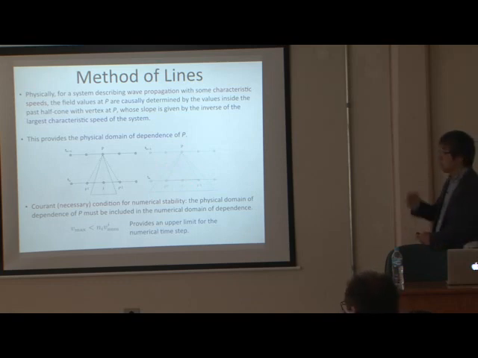So the gray triangle is the light cone. Yeah, this is the light cone, yes. Okay. Oh, sorry, the light cone here? No, this is not right. This is the propagation of the characteristic speed information.